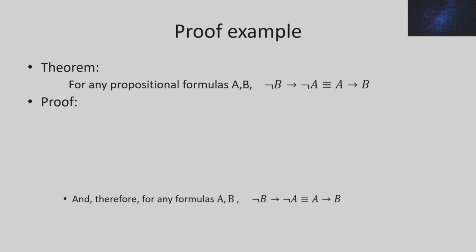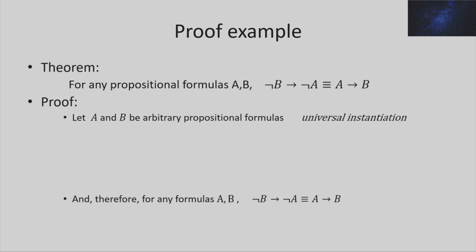Remember when we introduced the contrapositive of a formula, we said, oh yeah, if you write not B implies not A, that's the same as A implies B. And we had some kind of calculation to justify our claim. Let's look at this proof again, now with the knowledge of what different rules are, and see how different steps use different rules to get the final answer. So our theorem, a kind of small theorem, says that for any propositional formulas A and B, not B implies not A is equivalent to A implies B. So let's now prove it.